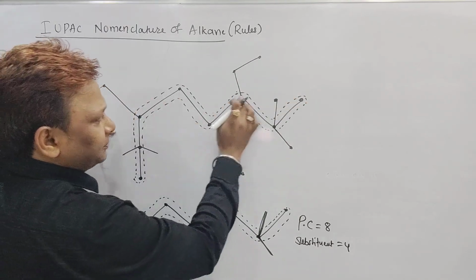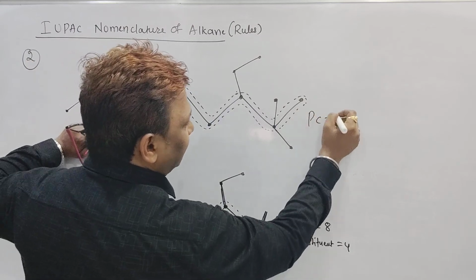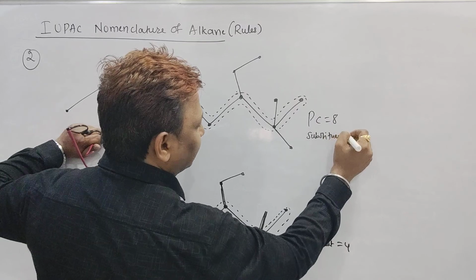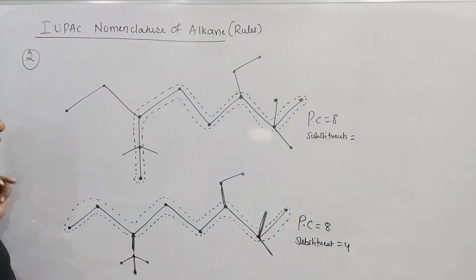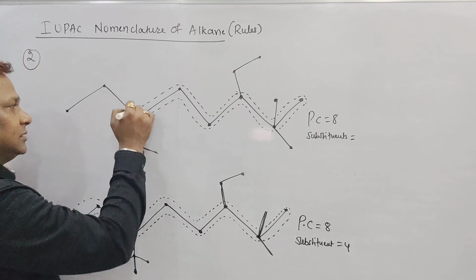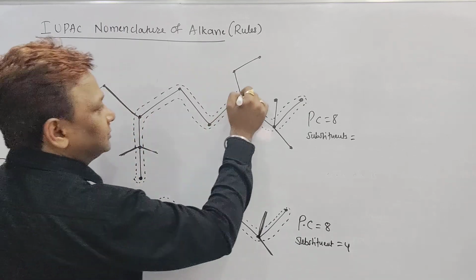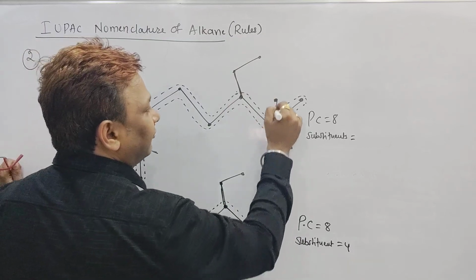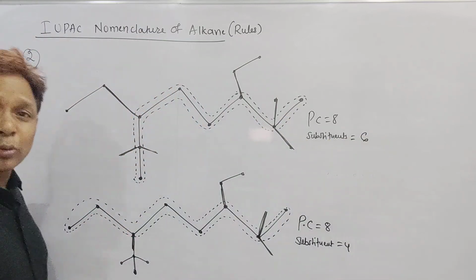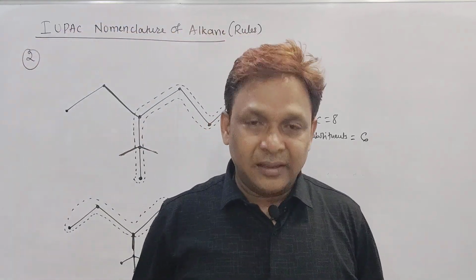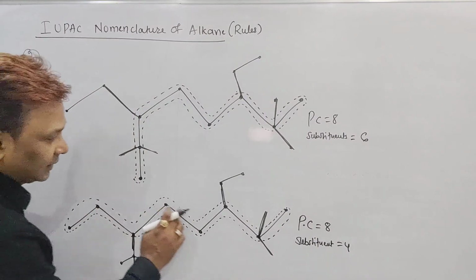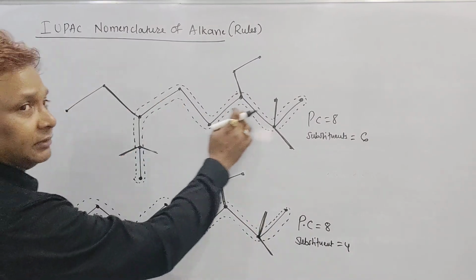While selecting this parent chain, which has 8 carbon atoms, can you tell me how many substituents it has? Count, beta: 1, 2. Branches mean substituents, 2. So one more is there, 3. So one more is there, 4, 5 and 6. Substituents, how many? 6. But our rule 2 says that if the parent chain is the same, meaning either selecting here I will get 8 or selecting here I will get 8.